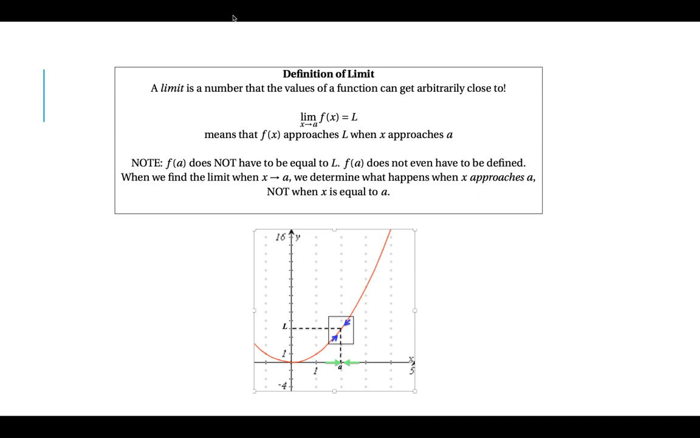Okay, so let's define a limit. A limit is a number that the values of a function can get arbitrarily close to. The way we read this is: the limit as x approaches a of f of x equals L. So f of x approaches L as x approaches a.